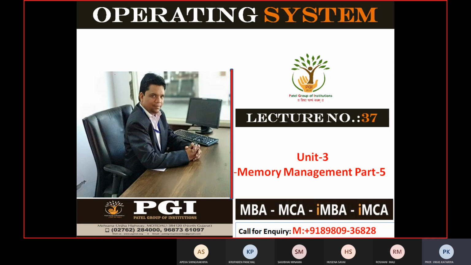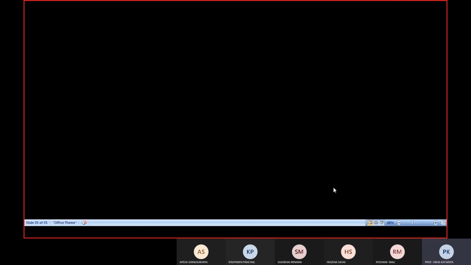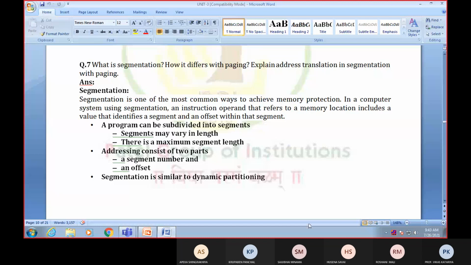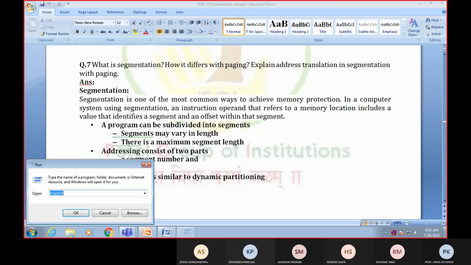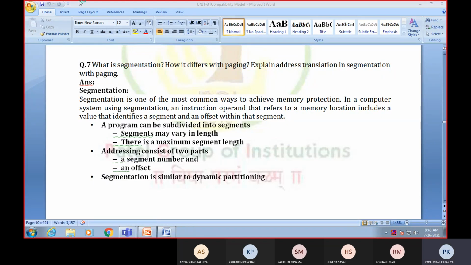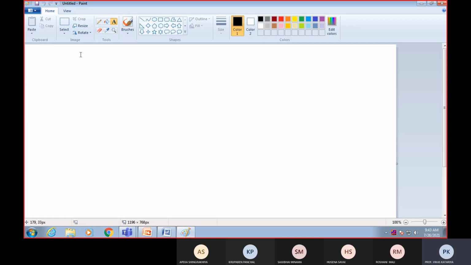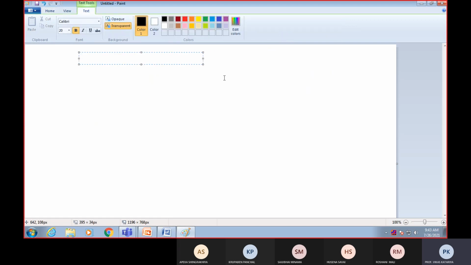Now in this lecture, we will discuss the next memory partitioning technique, which is again very important in terms of GATE exam. You have to understand it very carefully. The name of the technique is called segmentation. So let's begin the session. First of all, we understand what is a segment. Then we'll understand how to handle the segments.